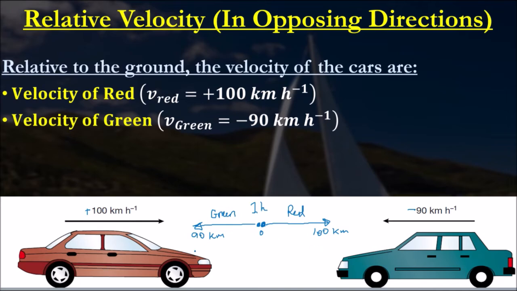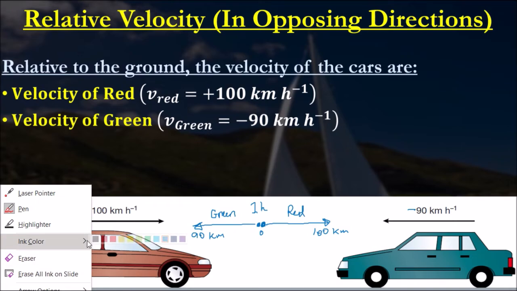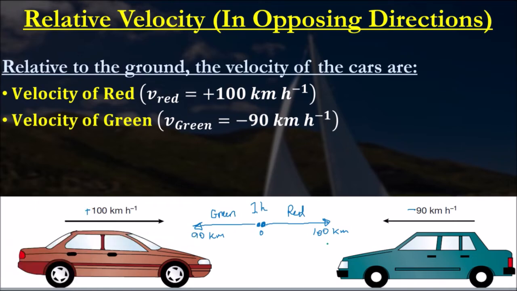So according to the red car, the green car has in 1 hour traveled 190 kilometers away from the red car. So according to the red car's perspective, the green car is traveling at 190 kilometers per hour. That's kind of how we can make that assumption.